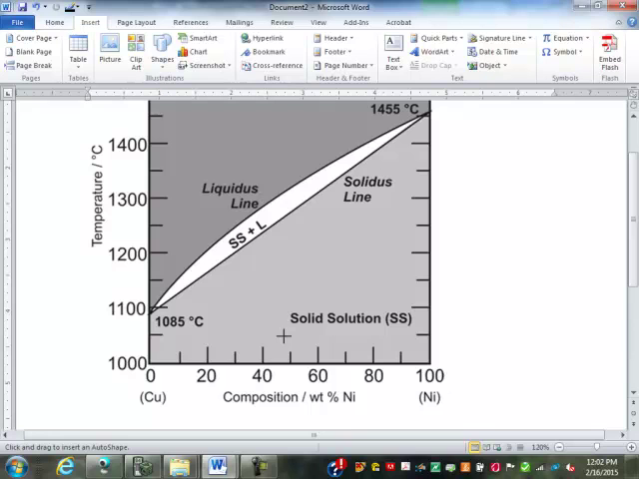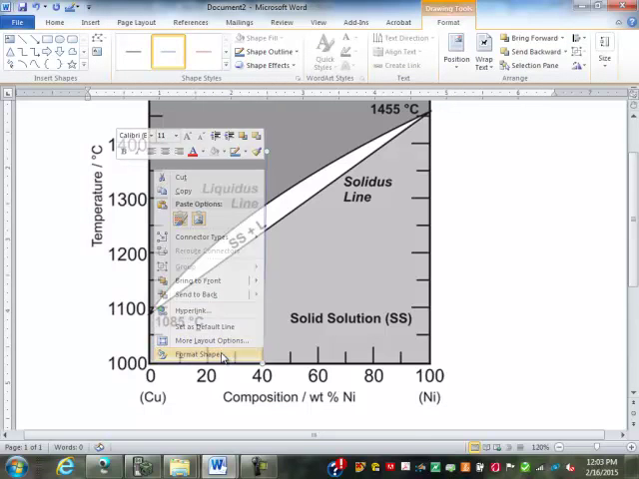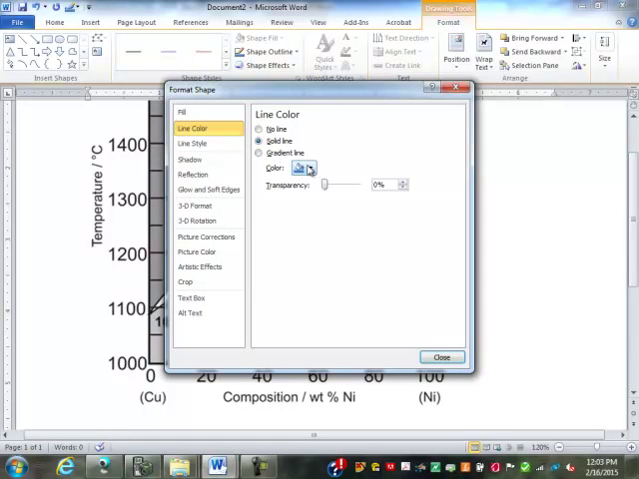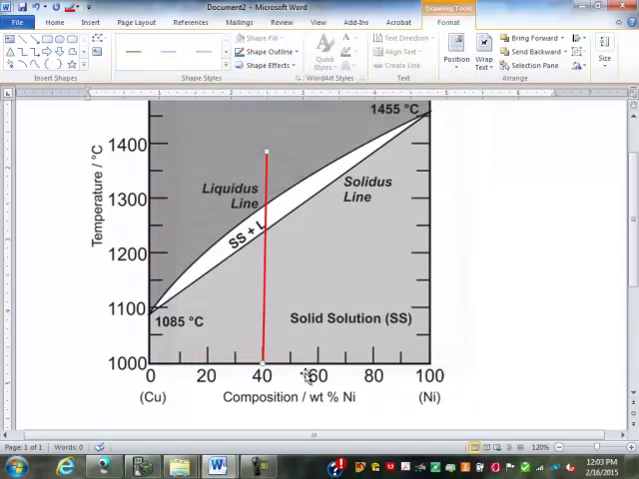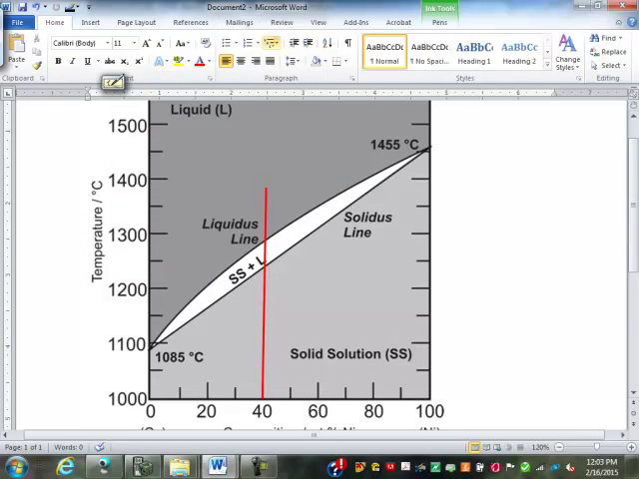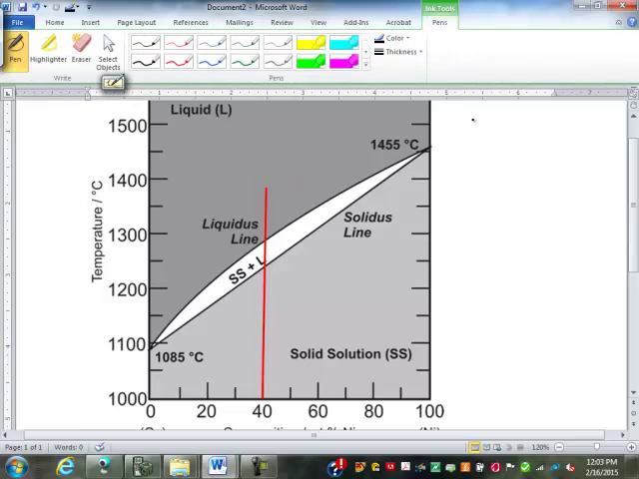So let's say that we have a material that is 40% nickel and 60% copper. So that would be right here. I'm going to alter that a little bit so you can see it better. So there it is. That little line is at 40%. And let's say that we have, let's go with just 400 grams of that material.